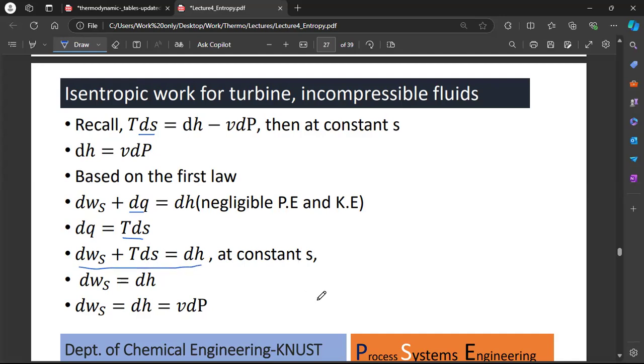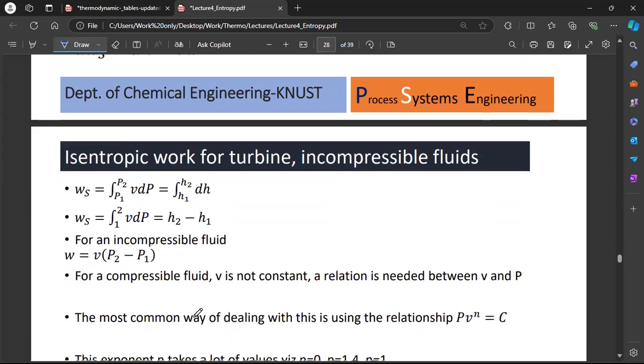And once again, we are dealing with constant entropy. It's isentropic, so the ds can go to zero. So all that I'll be left with is dws is equal to dh. That's what we have here. But remember we said dh is equal to vdP. And here we are saying dh is equal to dws. So that means that dws is also in effect equal to vdP, right?